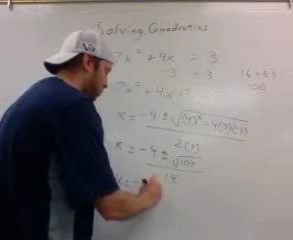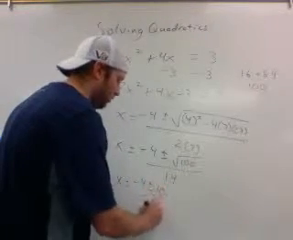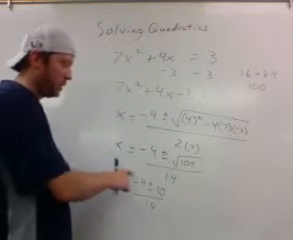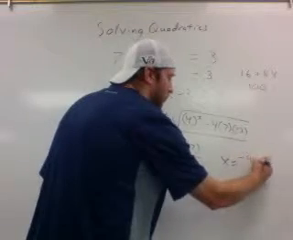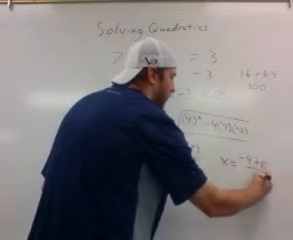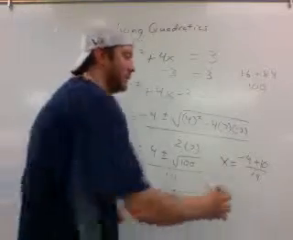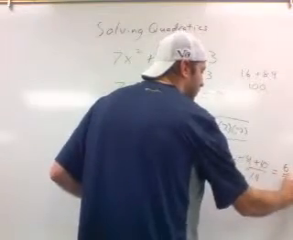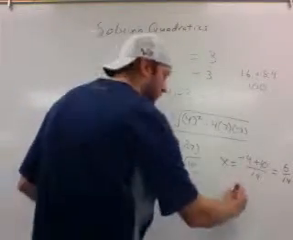Negative 4 plus or minus the square root of 100, which is 10, over 14. So I get negative 4 plus 10 over 14. Negative 4 plus 10 is 6. So I get 6 divided by 14. And 6 divided by 14 is 3/7.